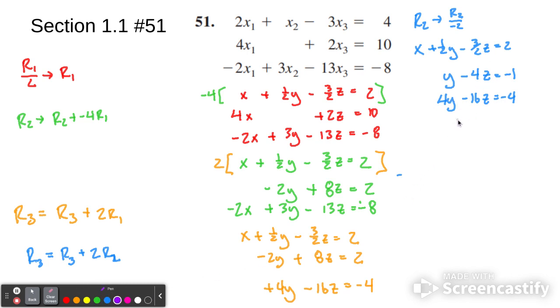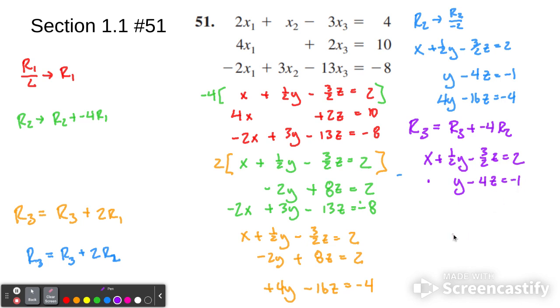And so now this is a spot where we're set up where we can say, I'm going to let R3 be equal to R3 plus -4 times R2. Okay, so the first equation comes down. So x plus 1/2 y minus 3/2 z is equal to 2. My next equation is going to stay the same, so that's y minus 4z is equal to negative 1. And then I'm going to multiply this guy times my negative 4 and add it to that guy.